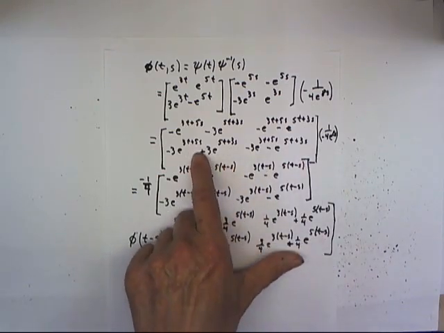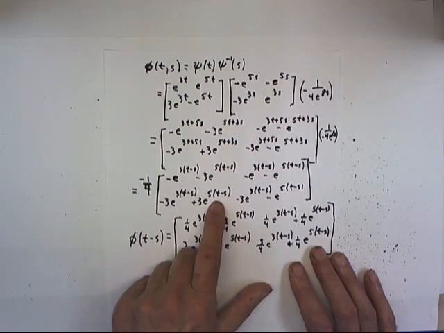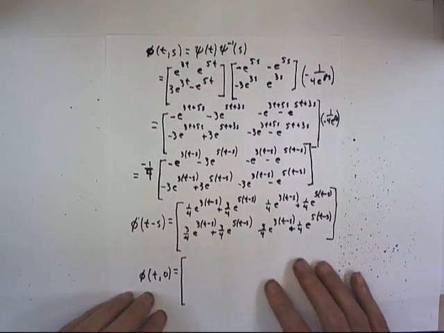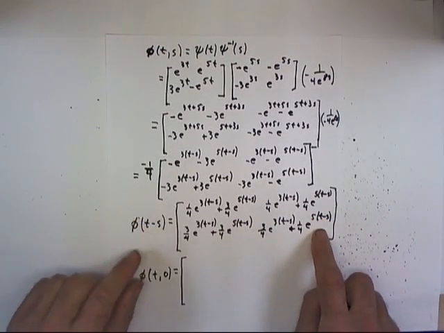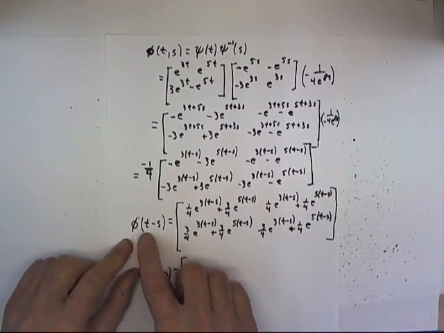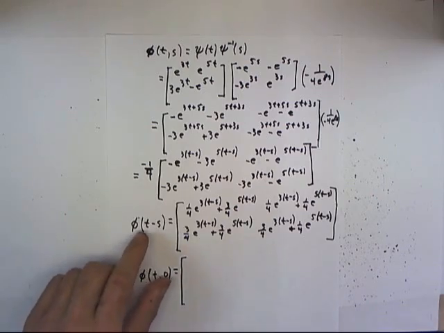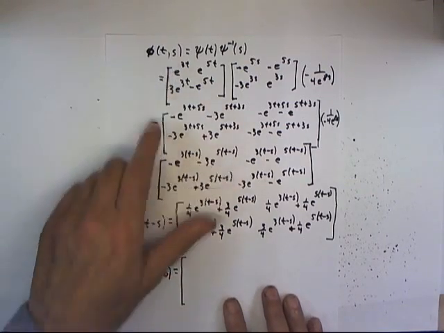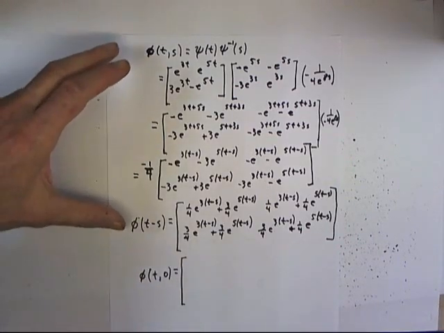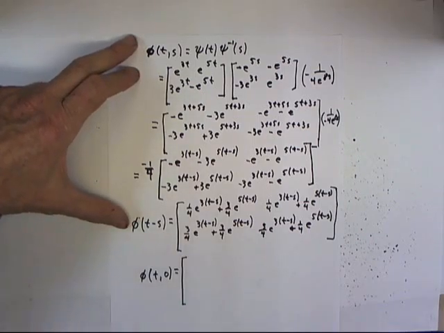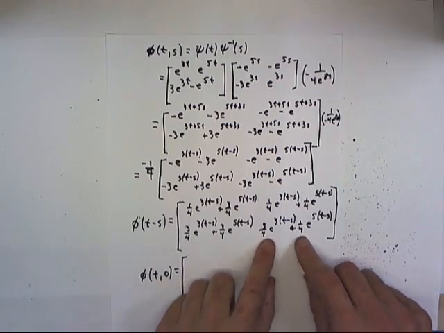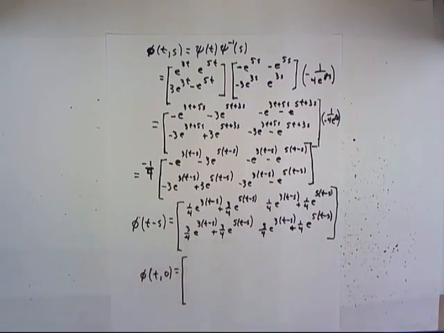So at this point I've divided by the e to the 8s. I still have the negative 1/4 out here, which I then distribute through the matrix. And this time, taking a little bit of liberty with the notation, I write this as phi of t minus s. Now, phi is a function of two variables, not a function of one variable, but your book does this, and it's commonly done. Just again, taking a little bit of liberty with the notation here. Okay, so where are we? We've got the phi of t minus s matrix.